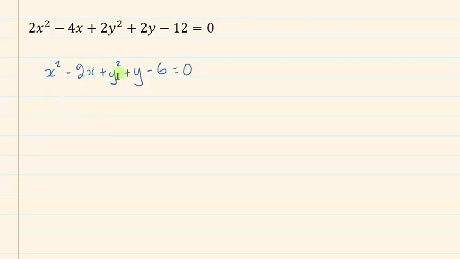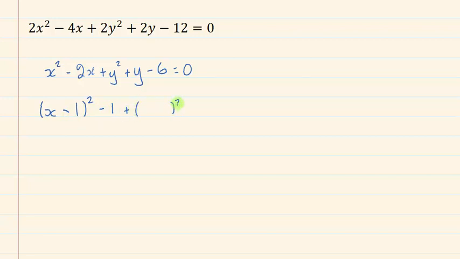I then complete the square for the x terms and then the y terms. So completing the square for the x terms, I'll have a squared bracket with x at the front. Half the coefficient of the x term is -1, so that goes in the bracket, and then I subtract 1 squared, which is 1.